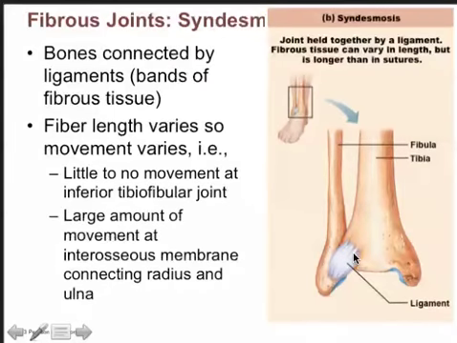And there's a large amount of movement at the interosseous membrane that connects the radius and the ulna. Those are the two bones in the forearm. Remember that the radius is on the thumb side of the forearm, while the ulna is on the little finger side. And notice also that when we're examining these ligaments, they are pale to white in color.